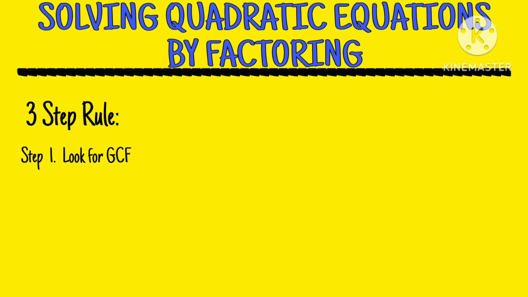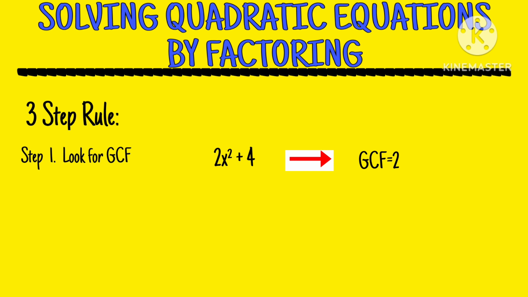Now, paano ba malalaman kung may GCF? For example, you're given 2x squared plus 4. Ito may GCF ito. Why? Kasi yung 4 is divisible by 2. So, kapag yung lahat ng terms ay divisible doon sa pinakamaliit na number, GCF ang tawag doon.